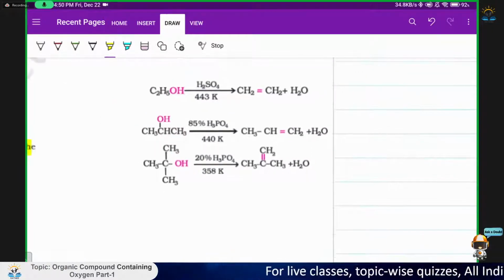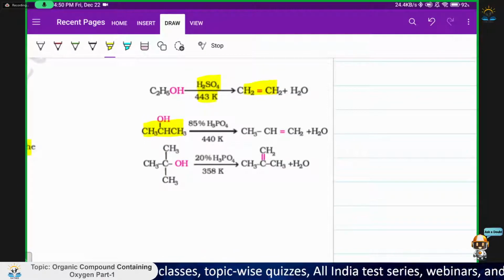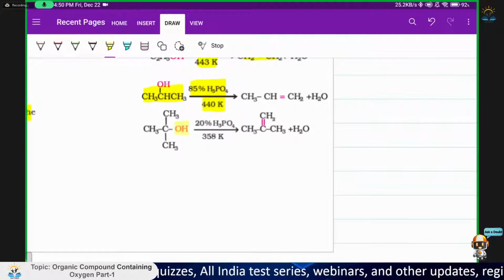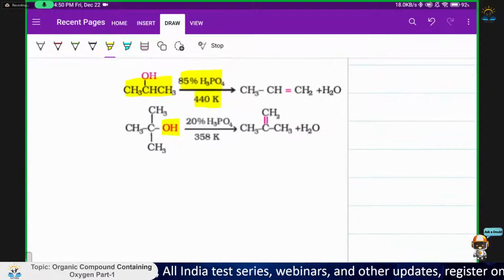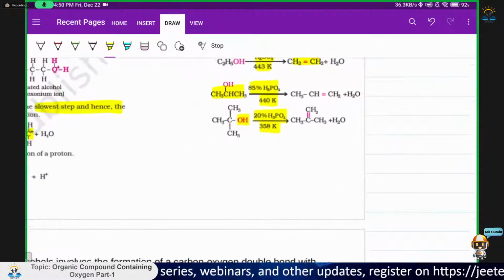First, we have a primary alcohol, ethanol. We have to give H2SO4 at 443 Kelvin and we get an alkene. For a secondary alcohol, isopropyl alcohol, we just need to give 85% H3PO4 and 440 Kelvin. But for tertiary alcohol, we just need to give 20% H3PO4 and 358 Kelvin for elimination of that.